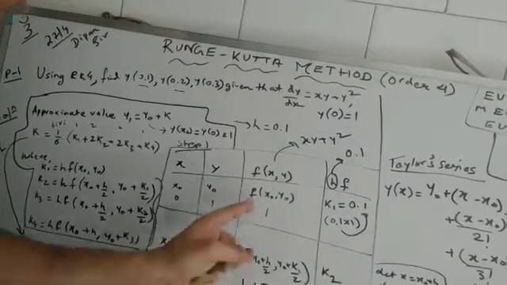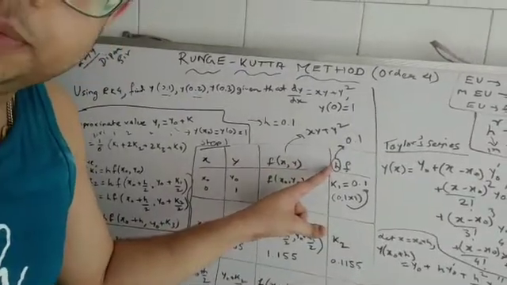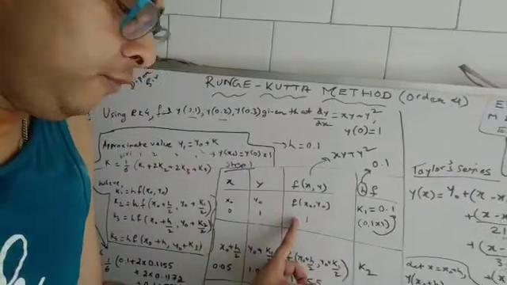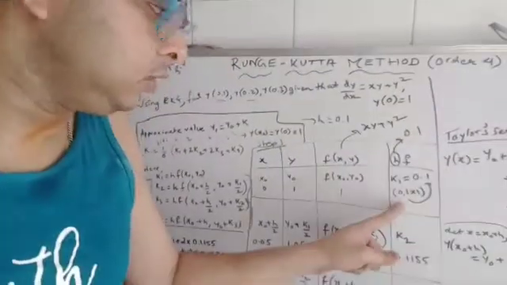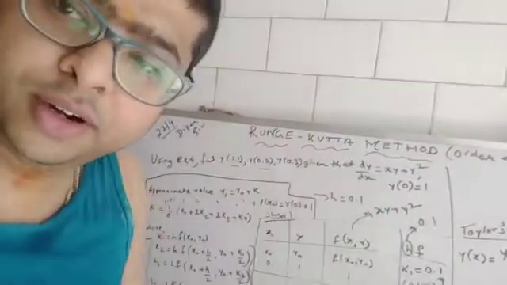Done. Now you need to calculate HF. So H is how much? H is 0.1. H is 0.1 into this F. F you have just now calculated. So 0.1 into 1 is how much? It is 0.1. So done, K1 is 0.1. So K1 you have calculated.